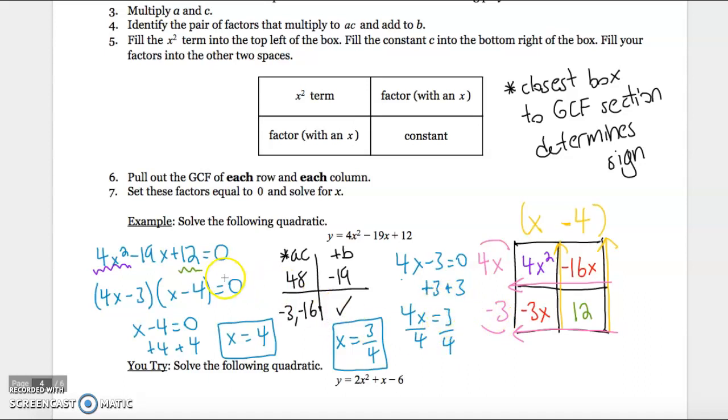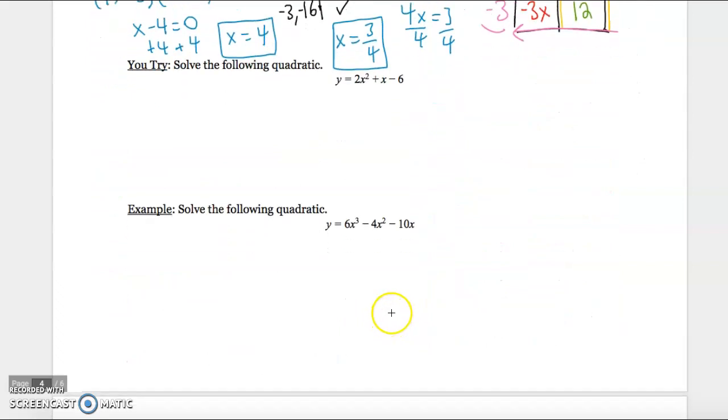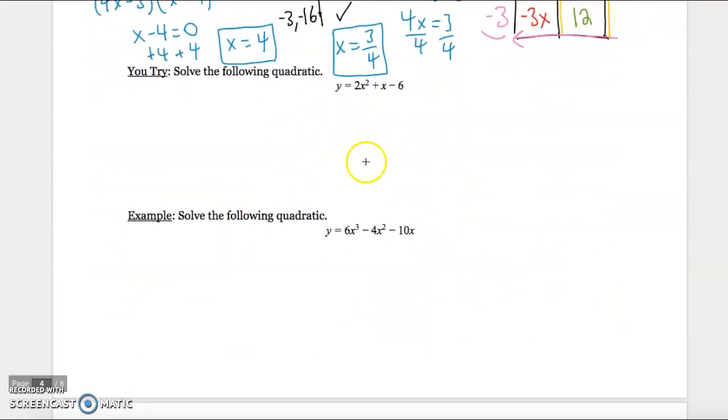Okay, so it's very similar to how you actually solve, right? Get it set equal to 0, pull out a GCF, factor, set your factors equal to 0, and then solve for your x-intercepts. The hardest part here is factoring, and so we've tried to give you a system to set it up with and to follow along with. So if you want to go ahead and try this example, feel free, or excuse me, this You Try, and then I'm going to go through it in a second. Okay, so now I'm going to do it.